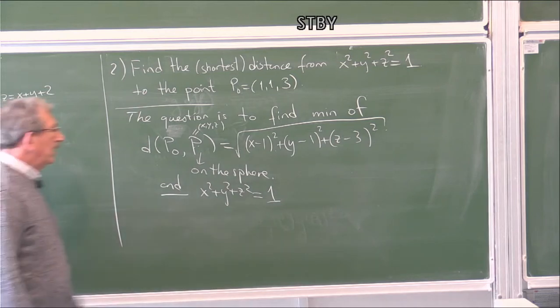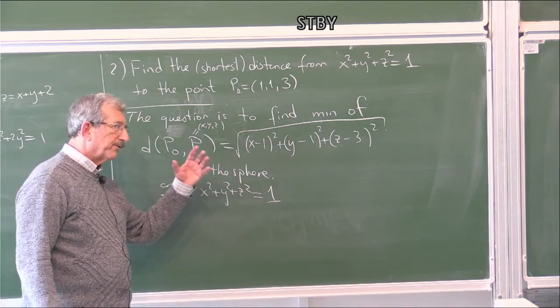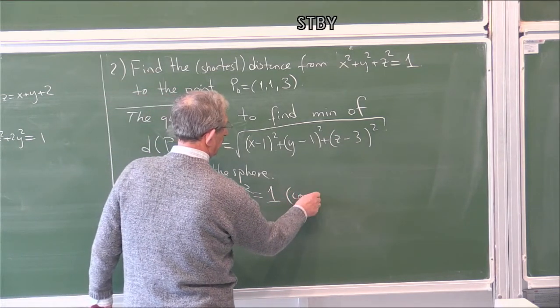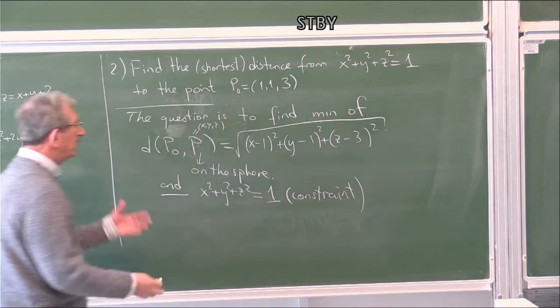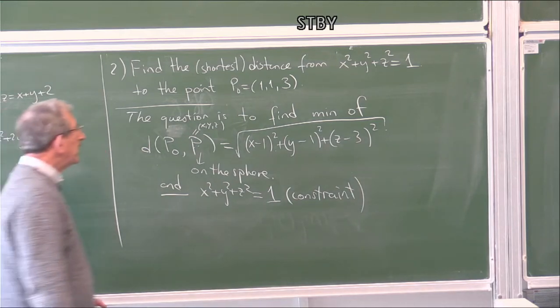Okay. So we have a restriction here, the constraint. So this is a Lagrange problem. Okay. But we have 3 variables.